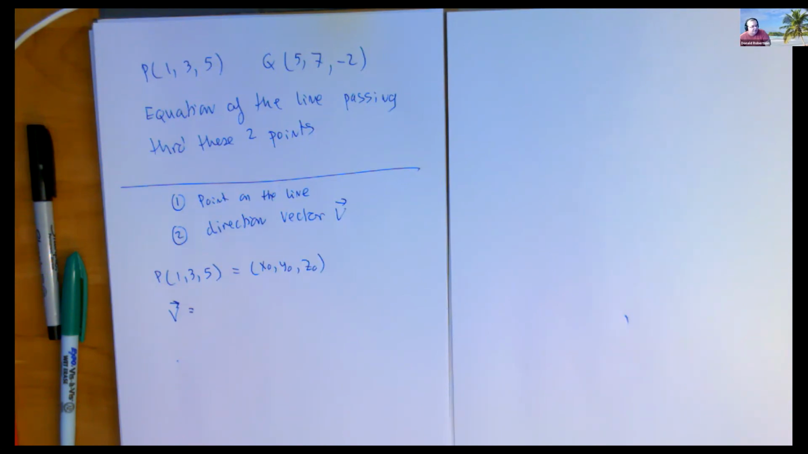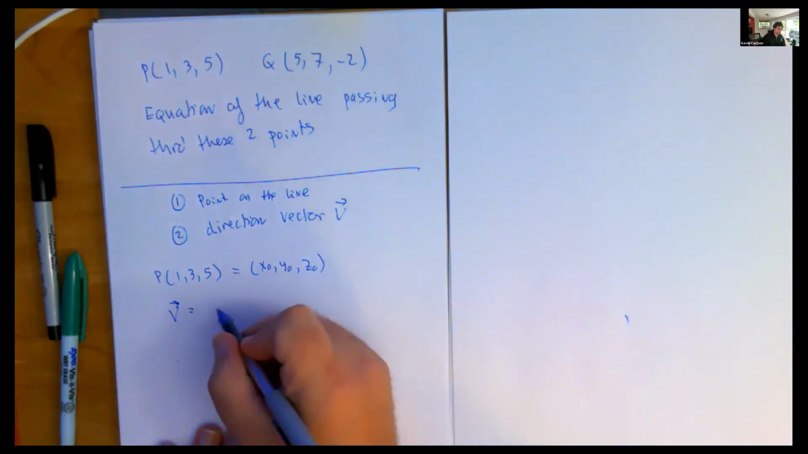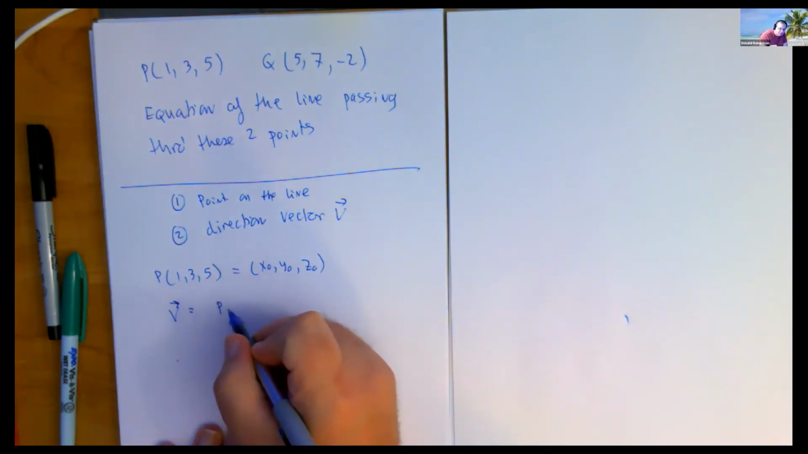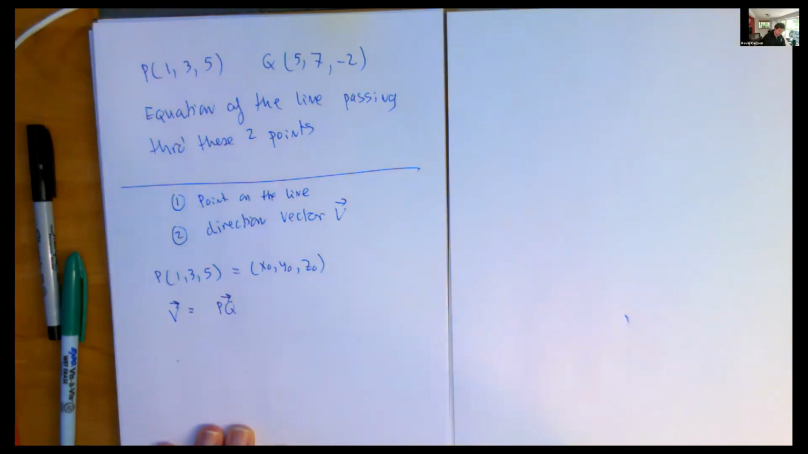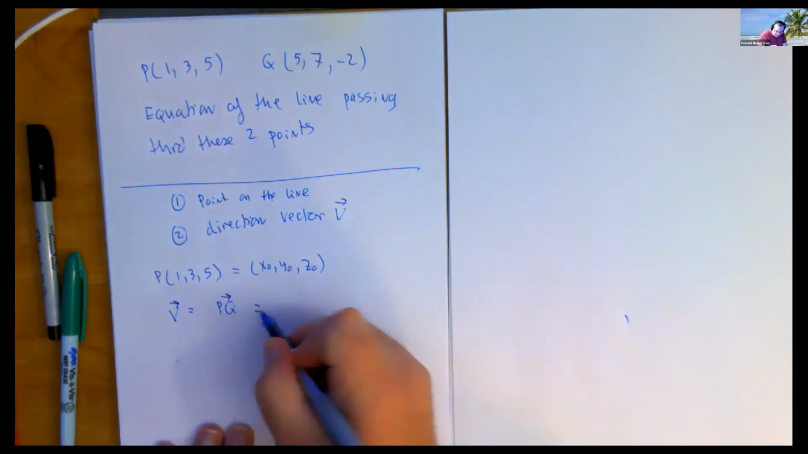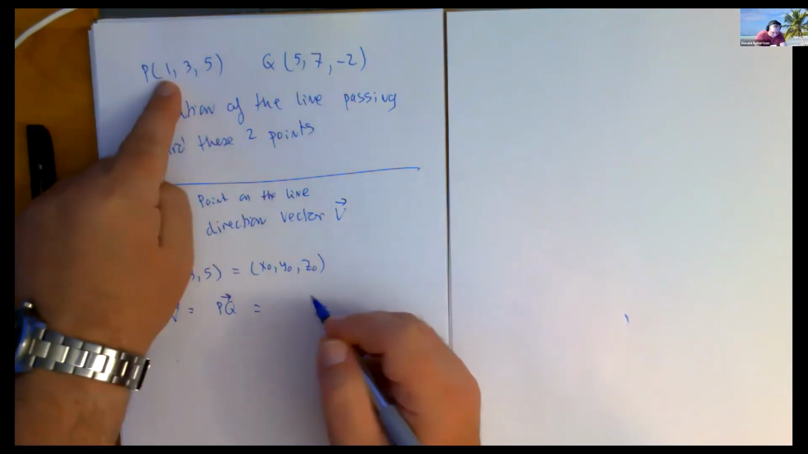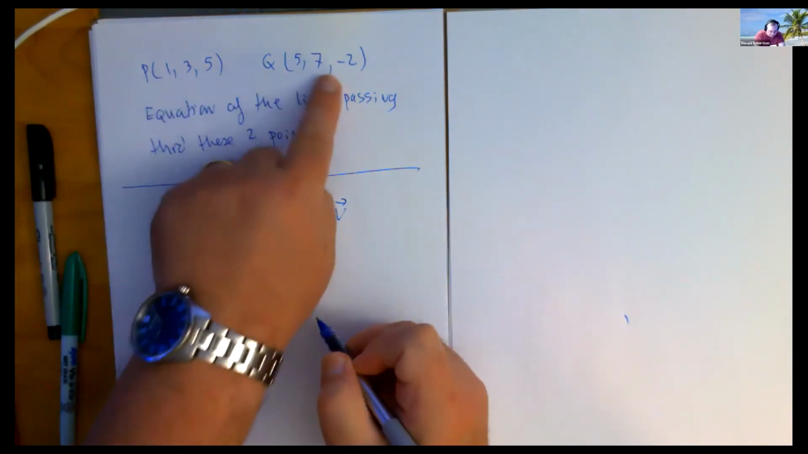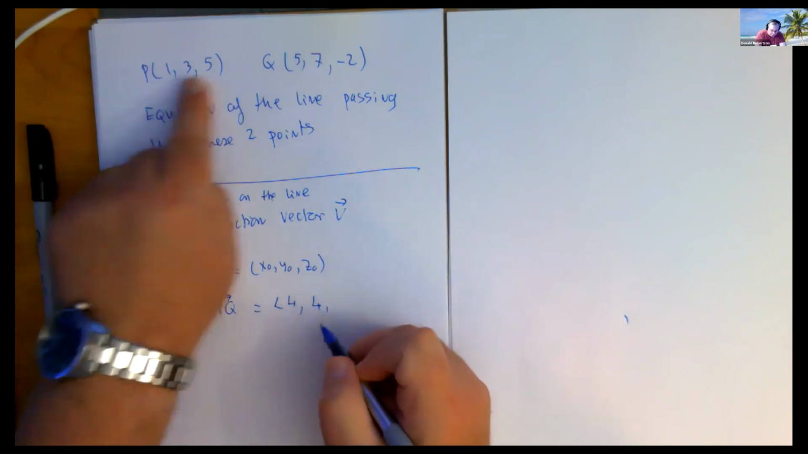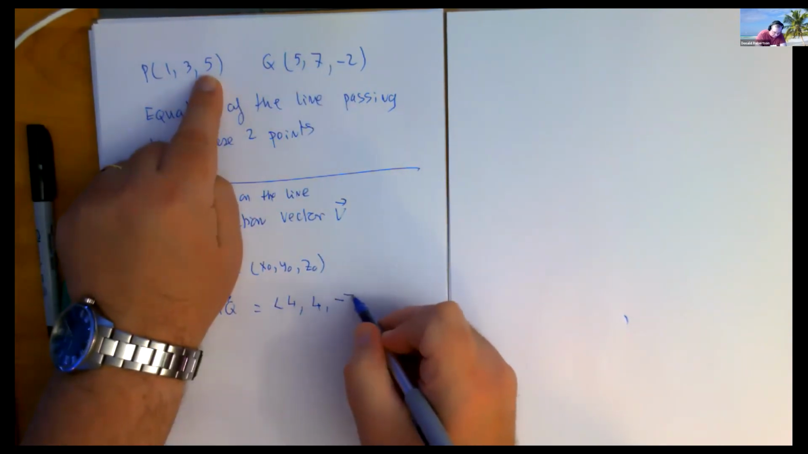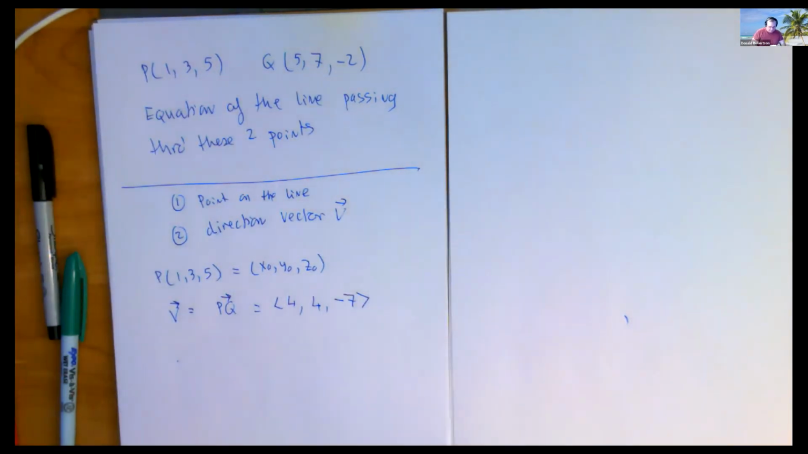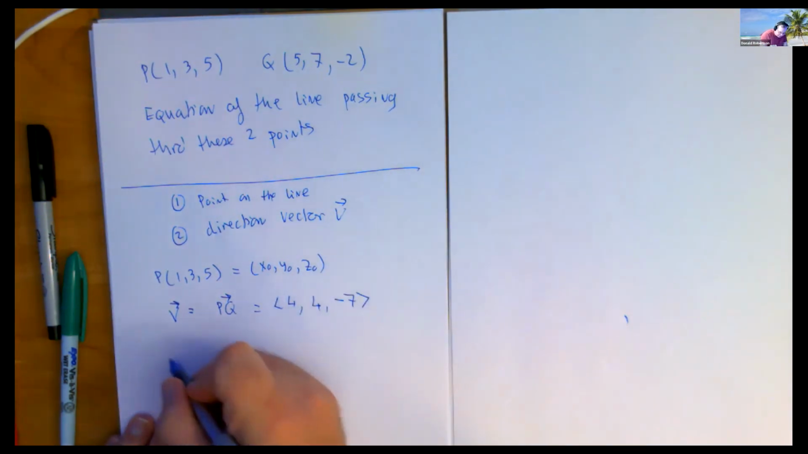How am I going to get the direction vector? Just make a vector out of points P and Q. Yeah, make a vector out of PQ, and we're good. So in this case, 5 take away 1 gets you 4. 7 take away 3 gets you 4. Negative 2 take away 5 gets you negative 7. Right, you put those together.